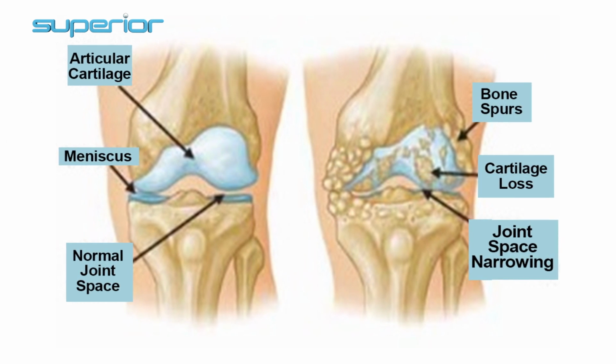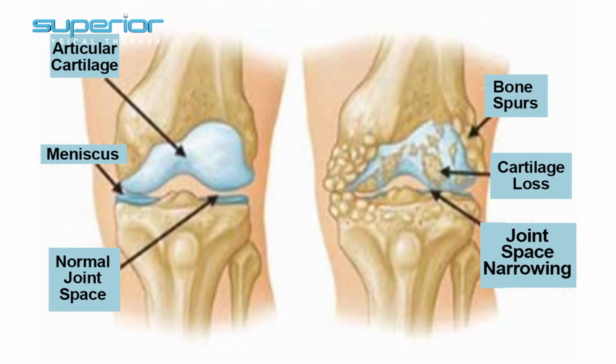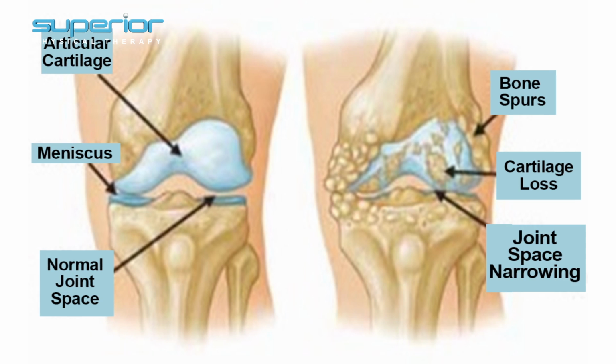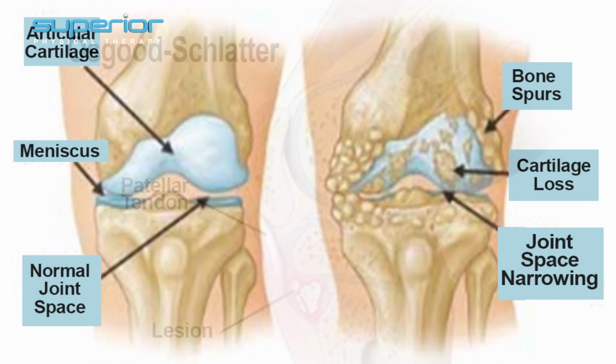Here is osteoarthritis of the knee joint. The left side shows a nice healthy cartilage of the knee, and on the right side you can see how the cartilage is worn down and there are osteophytes, or bone spurs, in the knee.